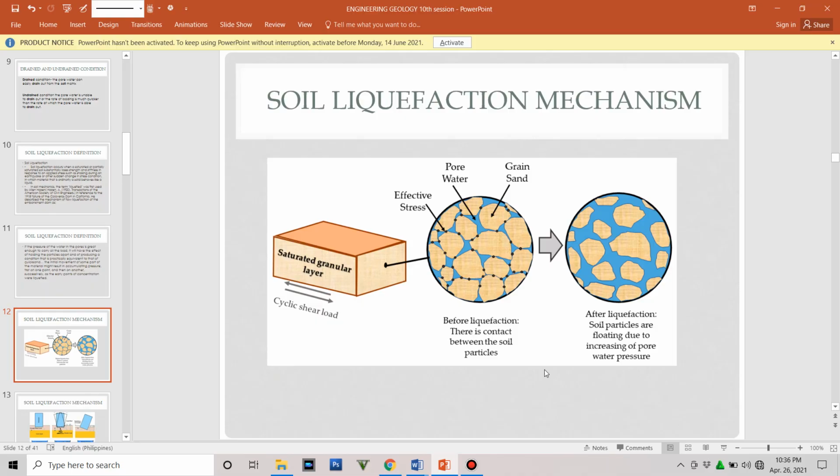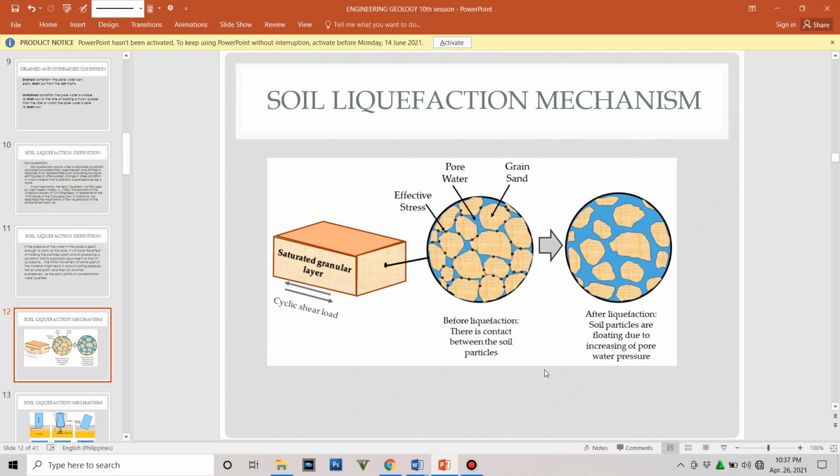So for us to have a better understanding, looking at the simple diagram here, the basic mechanism of liquefaction in a deposit of loose saturated sand during earthquakes is the progressive build-up of pore water pressure due to cyclic shear stresses. So kapag lumilindol, the loading is cyclic. It will cause cyclic shear stresses.